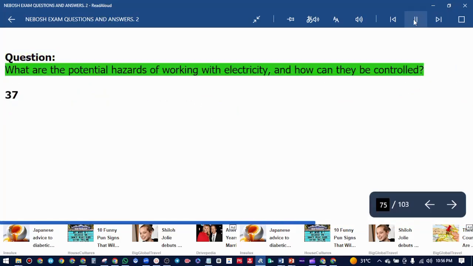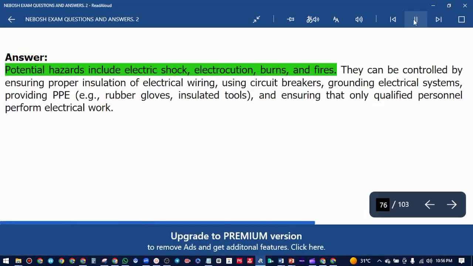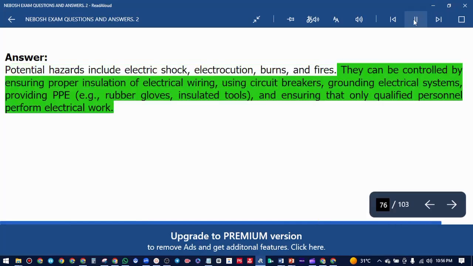Question. What are the potential hazards of working with electricity, and how can they be controlled? 37. Answer. Potential hazards include electric shock, electrocution, burns, and fires. They can be controlled by ensuring proper insulation of electrical wiring, using circuit breakers, grounding electrical systems, providing PPE, for example rubber gloves and insulated tools, and ensuring that only qualified personnel perform electrical work.